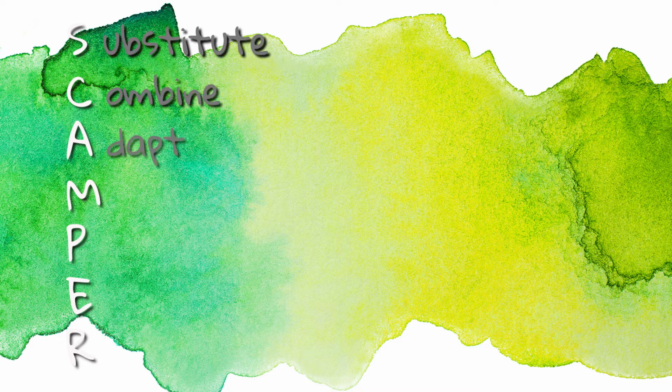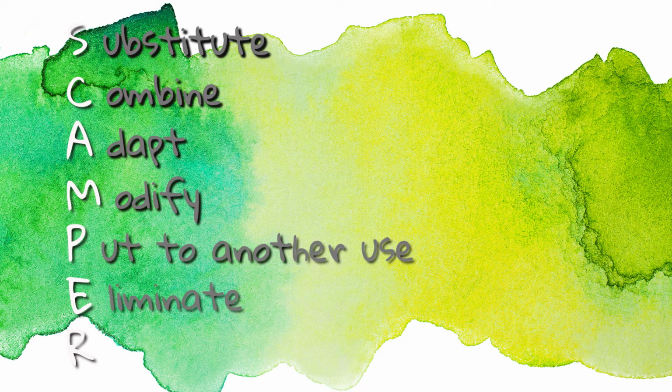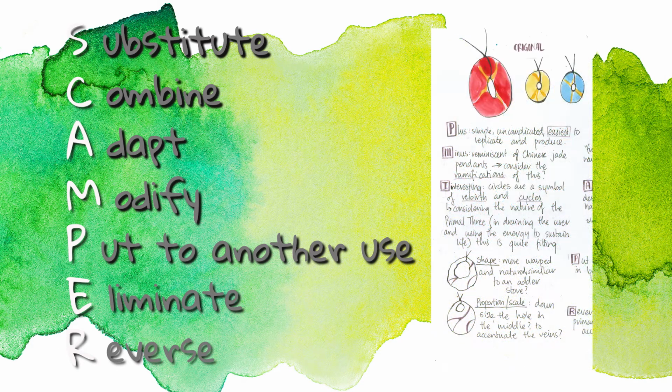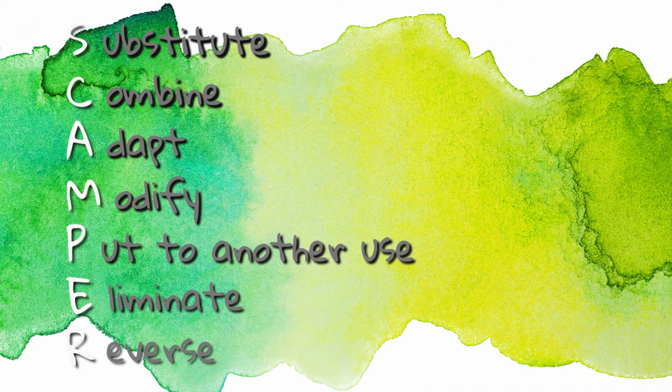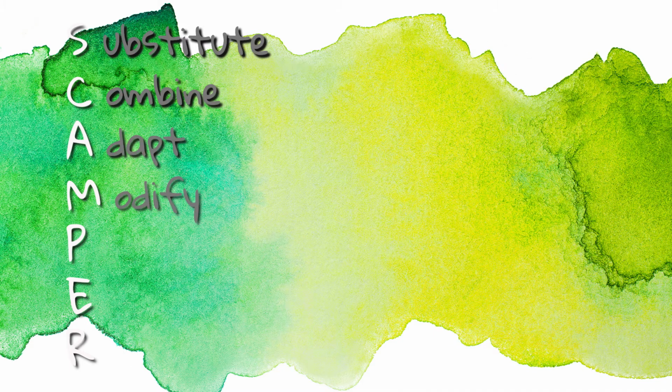SCAMPER means substitute, combine, adapt, modify, put to another use, eliminate, and reverse. Here is where you want to take your sketch with the PMI ideas applied, so you have a focus of what has worked well as P. You may have taken an aspect away for M, and something to explore further as I. Then you want to redraw it using this acronym. So it helps for you to write down what you will do first, and then do so to redraw.